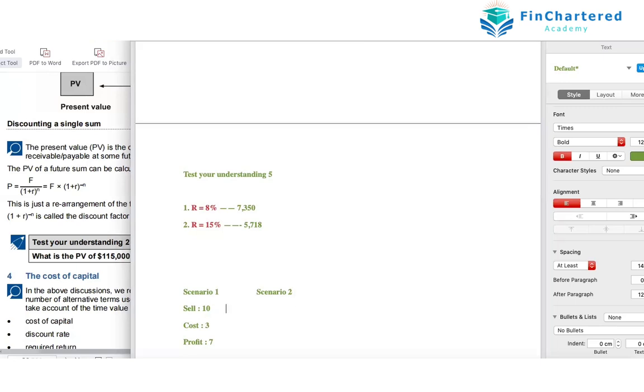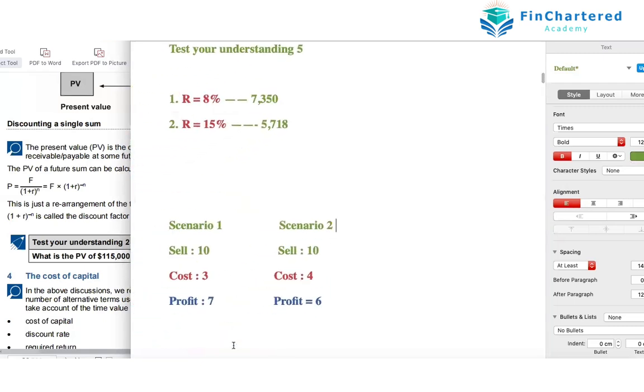If you sell the same pen for 10 rupees, but the cost increases and becomes, say, 4 rupees, your profit will go down. It becomes 6 rupees. You see? What is costing you, I'm putting in red. So it's like you are bleeding. That money is going out of your hand.